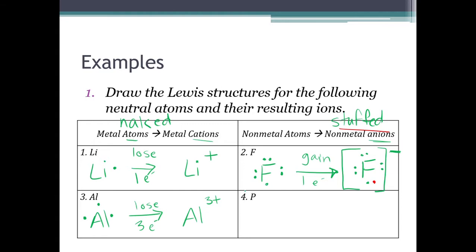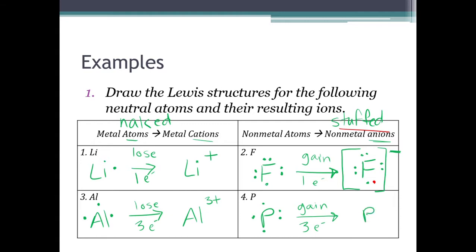We can do the same for phosphorus. So we'll draw our symbol for phosphorus, which is P, and then we will draw our 1, 2, 3, 4, 5 valence electrons. When phosphorus forms an anion, it will gain 3. It has room for 1, 2, 3 more electrons. So phosphorus will gain 3 electrons in order to be stuffed.